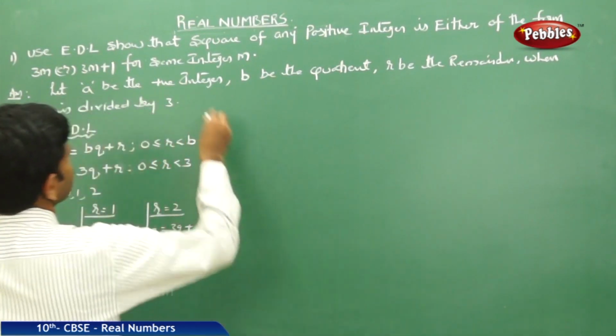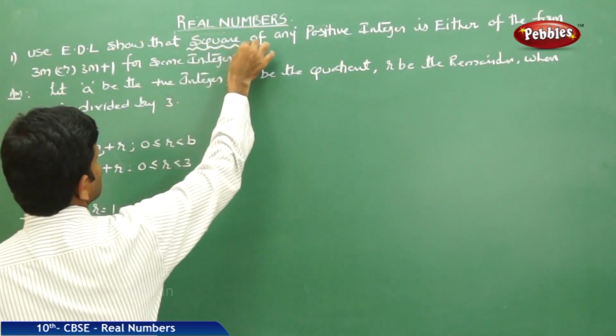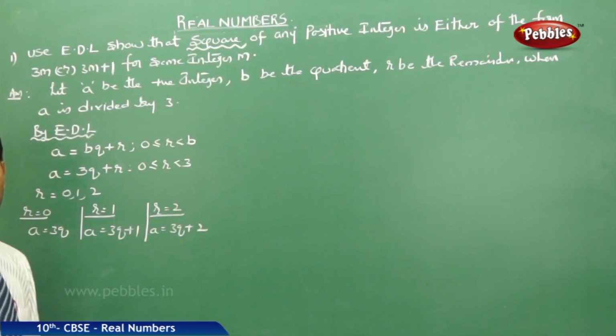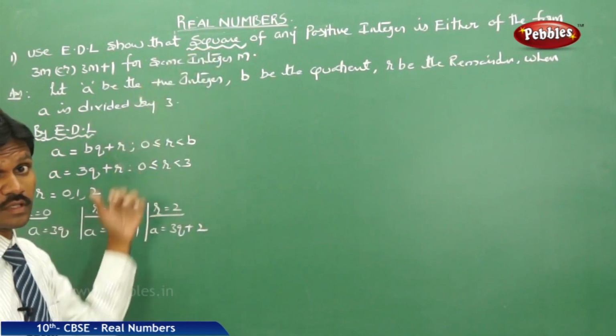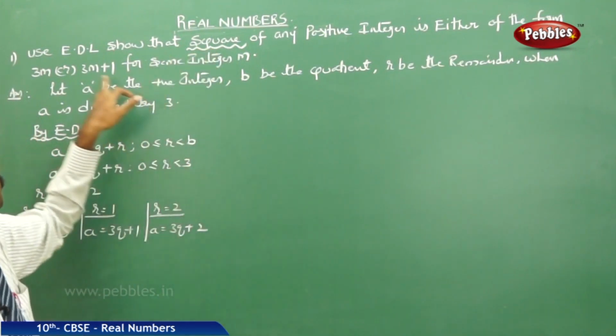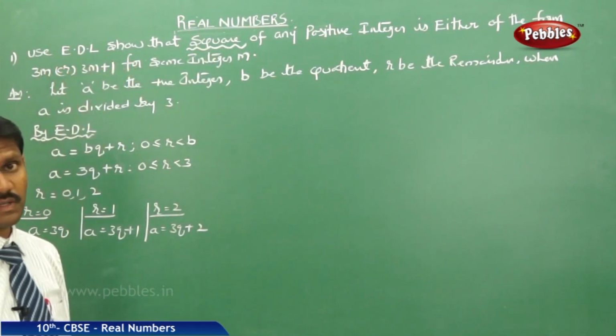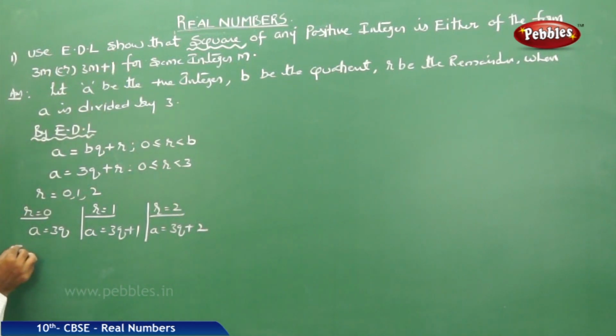Please see the question once. What is the condition? Square of any positive integer. That means if you square each case, the output must be either 3m or 3m plus 1. Okay, let us take the case 1.